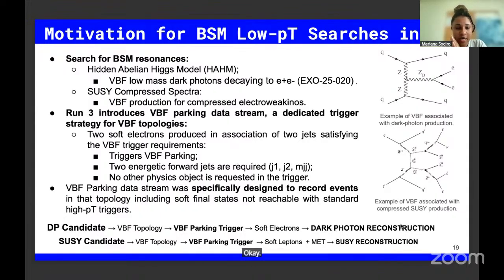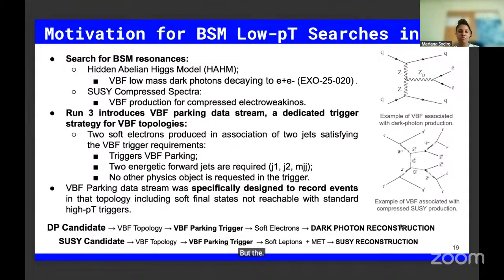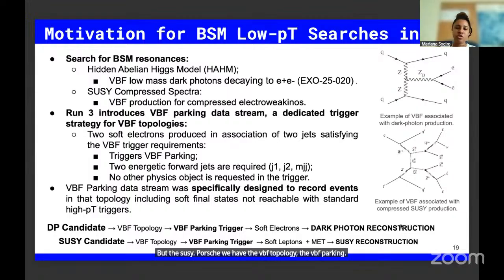Considering that, we have the dark photon candidate: basically the VBF topology, passed by the VBF parking trigger, goes to soft electrons, understanding how the soft electrons could be identified. At the end of the process, we have the dark photon reconstruction. But in the SUSY part, we have the VBF topology, the VBF parking trigger, soft leptons, plus the matching part.